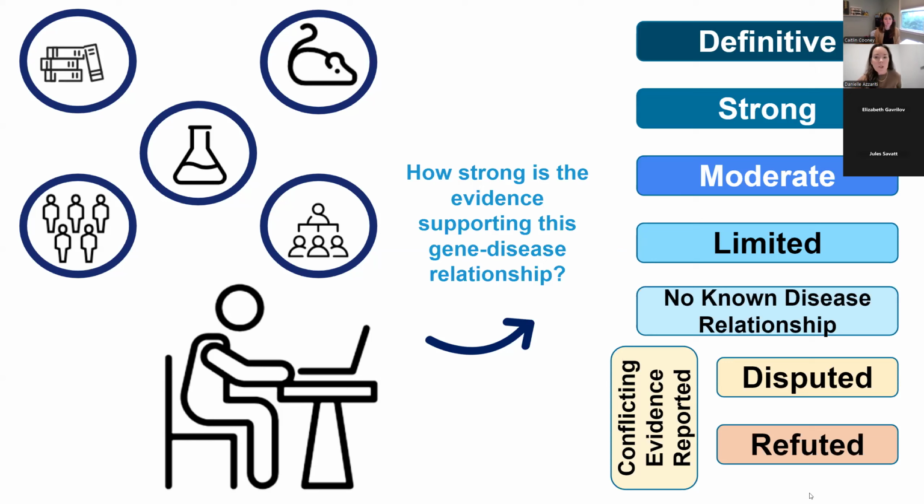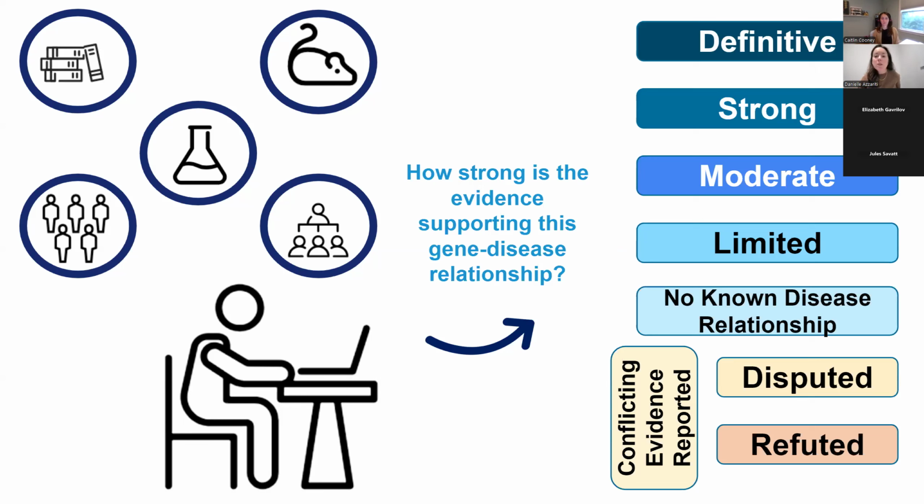Well, they help guide genetic testing and variant classification. Variants without well-understood gene-disease relationships, such as those classified as limited, disputed, or refuted, should not be classified higher than a variant of unknown significance, given the limitations of what we know about that gene.